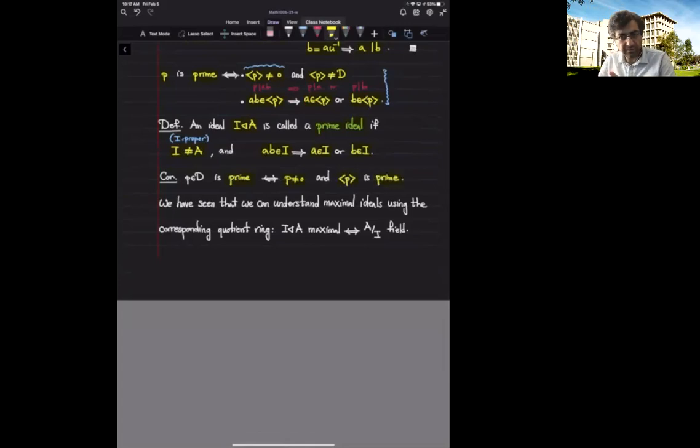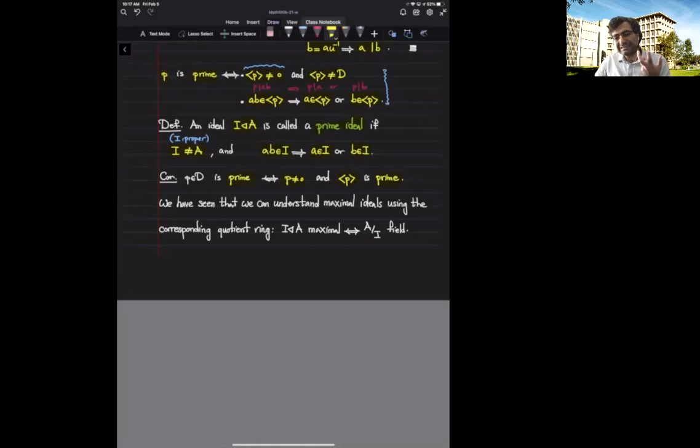Okay, so we have an understanding of prime ideals now in terms of prime elements. So we need to investigate prime ideals better. In the case of irreducible elements, we had some kind of connection between irreducible elements and maximal ideals, at least in a PID. So then we were interested in understanding properties of maximal ideals.